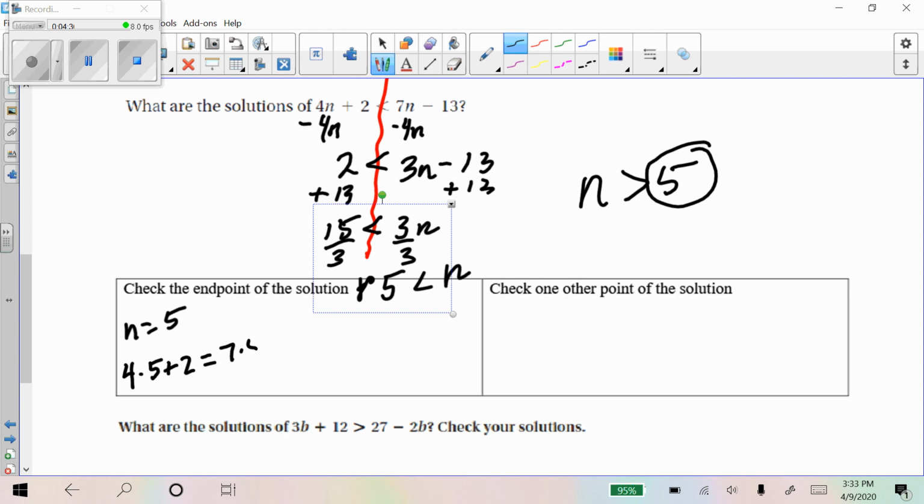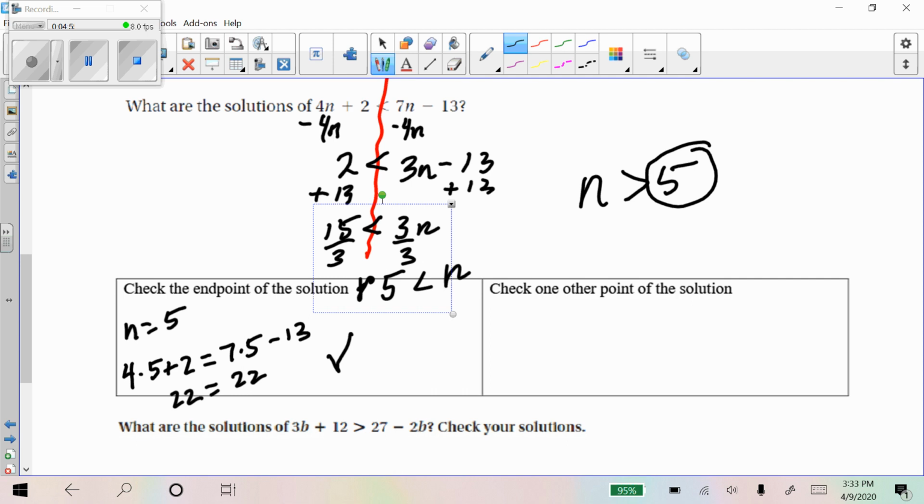So this should be true. And 4 times 5 plus 2 is 22. 7 times 5, 35 minus 13 is 22. So that one checks. Okay. And then we're going to check one other point of the solution.